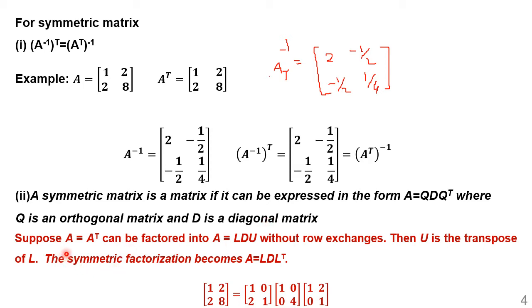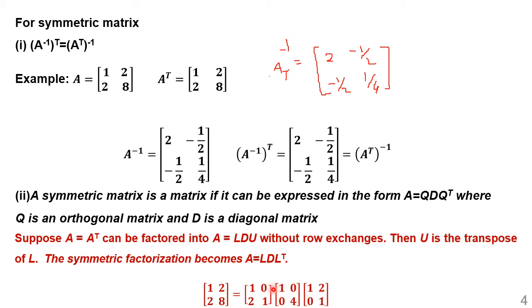We take an example here. A is equal to A transpose. It can be factored into LDU. Then U is the transpose of L. I have taken an example here: A, L, D, U. U is nothing but the transpose of L. So I have taken [1, 2; 2, 8], and I have got here this is L. Transpose of L is written here, and this is D.